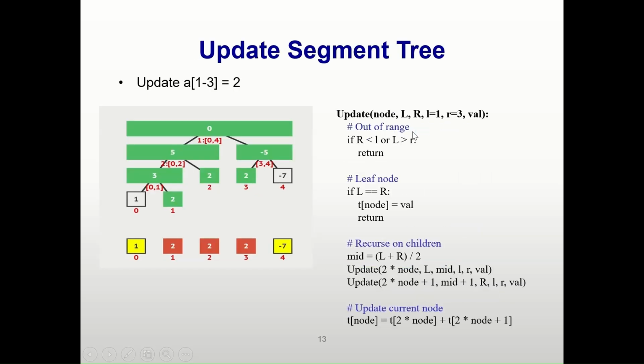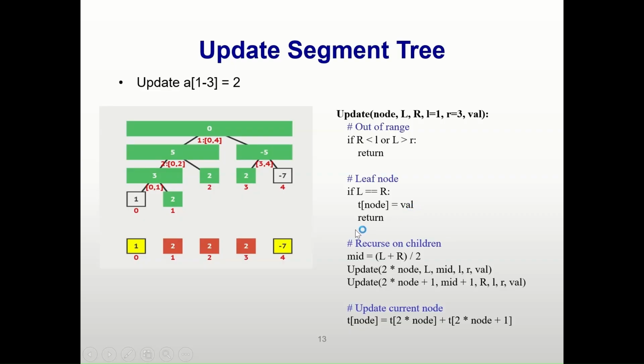Now let's see how we update a segment tree using this algorithm. The function takes the parameters where capital L and R mean the current segment and small l and r is the update range. On the first step, if the segment is out of range, we simply return since there is nothing to update. If left equal to right, that means we are at the leaf node and so we directly set tree of node equal to value and return.